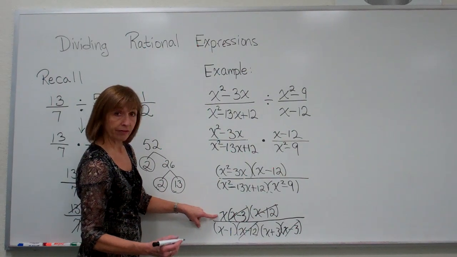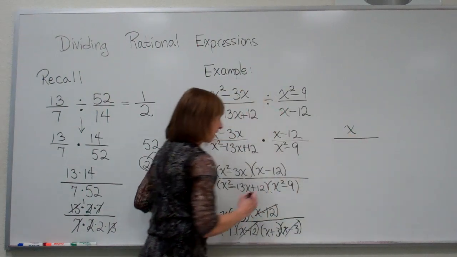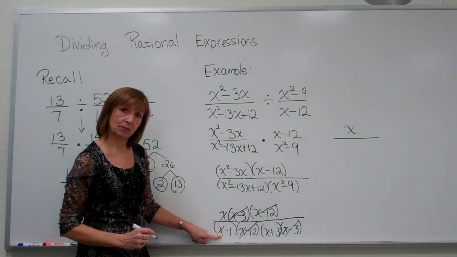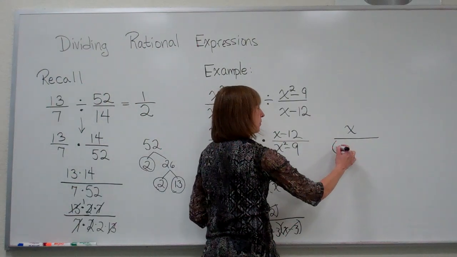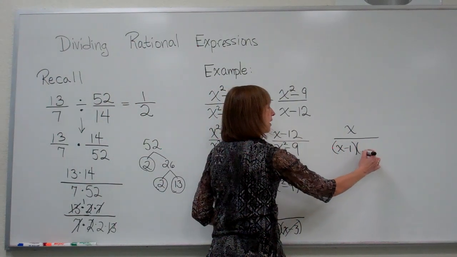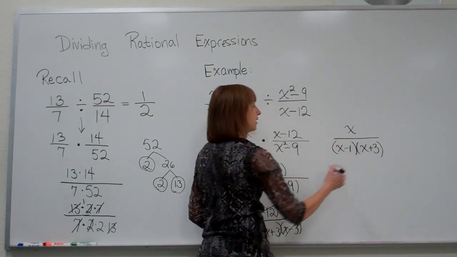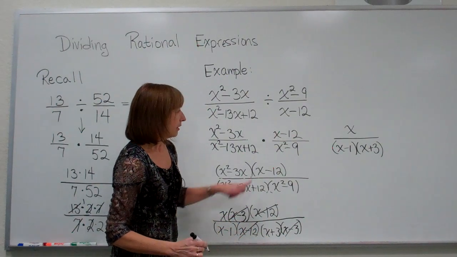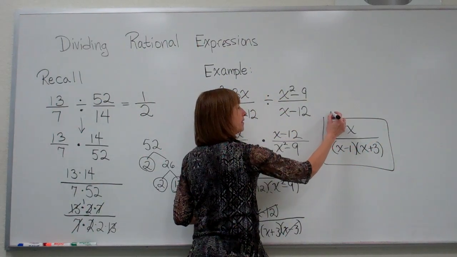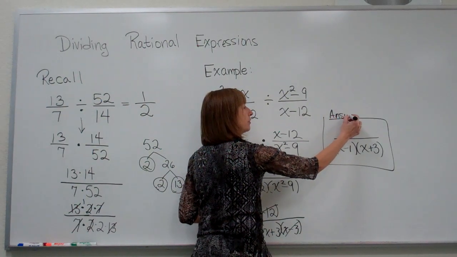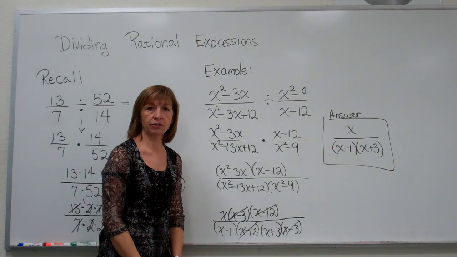So I have a factor of x left in the numerator. And in the denominator, we have x minus 1 and x plus 3. So we'll write that x minus 1 times the x plus 3, excuse me, in the denominator. So this is the simplified form of the answer to our original division of those rational expressions.